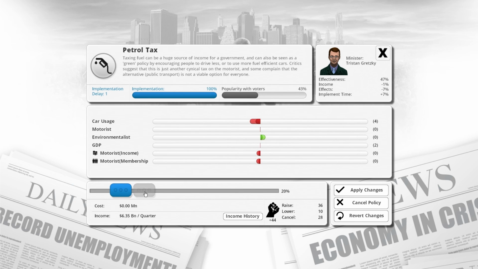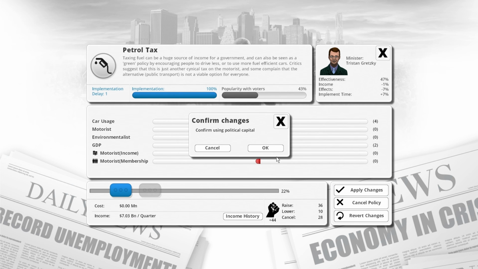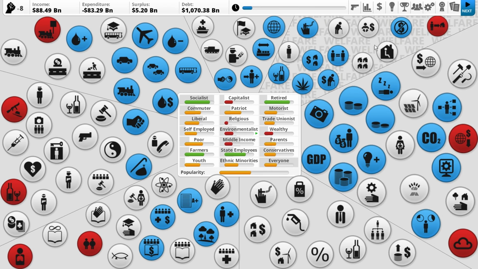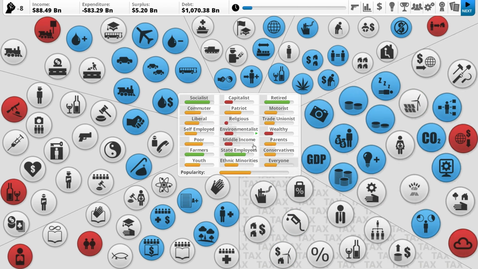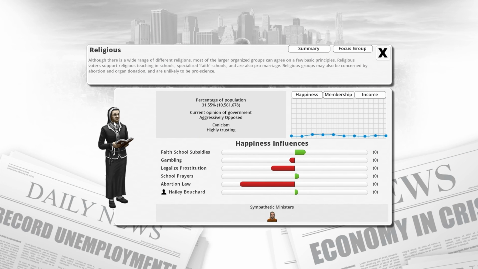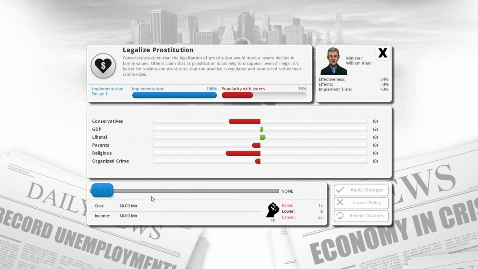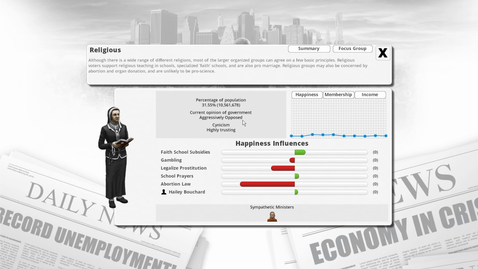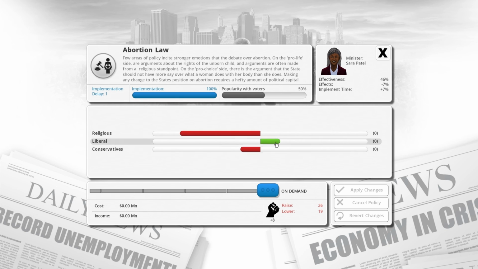Because car usage will go down, the environmentalists will be happy, and this lowers the GDP when I raise it right up. But that's fine. It'll bring me more money, and car usage will go down, which is good. Which should affect the rail usage, other things like that. So let's go and see how that works. You can see environmentalists is going up. Now, I don't want to get assassinated again, so let's see what I can do for these people. Faith, school, gambling, legalized prostitution. Is that seriously a thing? Like, no, it's not. Okay, let's close that. Religious, abortion law, on demand.